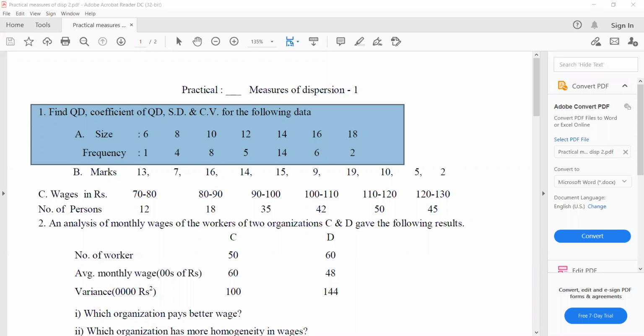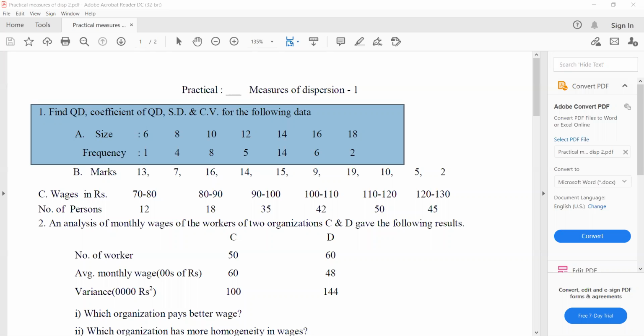We'll take the first question. So we have been given the variable, size of some object or item, and then we have the count indicated by frequency. So we have the variable x equal to size, and then we have the number of items or frequency, that is f. So this is a discrete frequency distribution. First we'll enter the values in table form. So we have the values of f given as 1, 4, 8, 5, 14, 6, 2. And the question says, find quartile deviation and coefficient of quartile deviation.